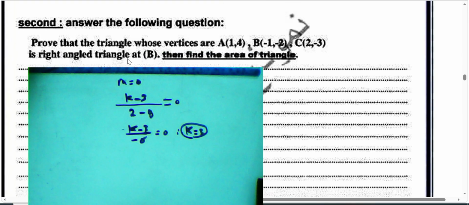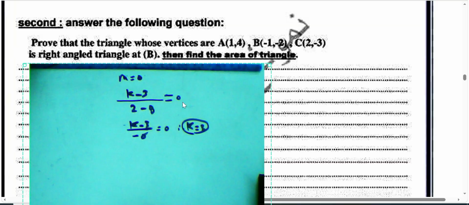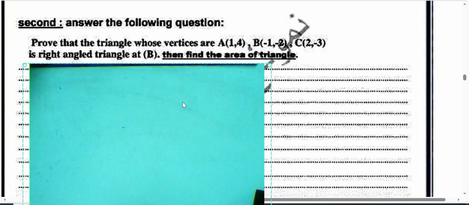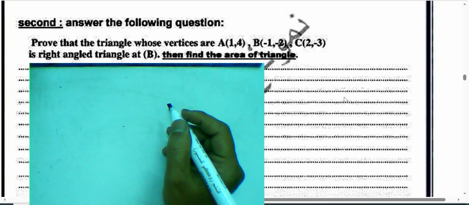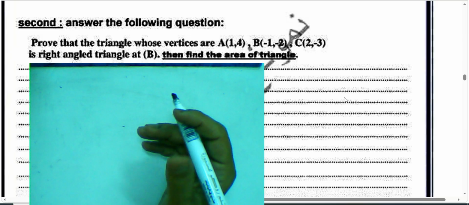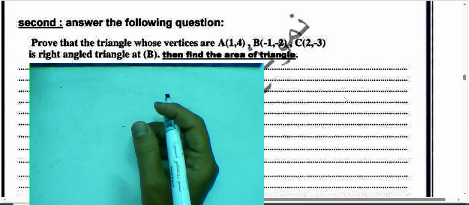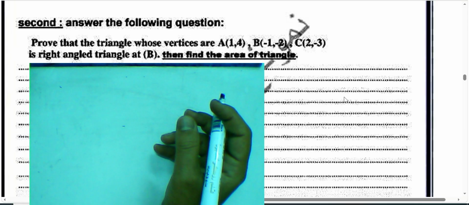Answer the following. Prove that the triangle whose vertices are A, B, C is a right angle triangle at B. Then find the area of the triangle. Okay, first step, we can prove that by finding the lengths AB, BC and CA, and prove that the greatest side power 2 is equivalent to power 2 of the first side plus power 2 of the second side.